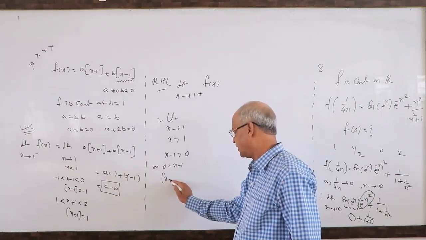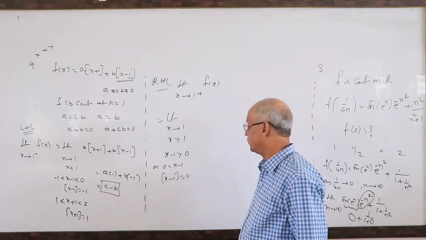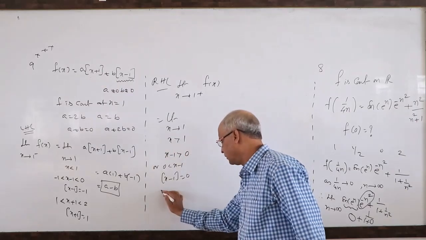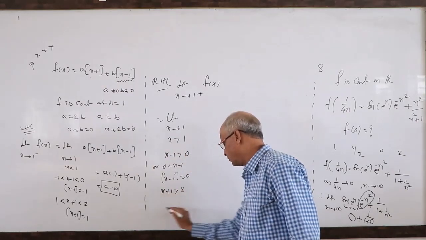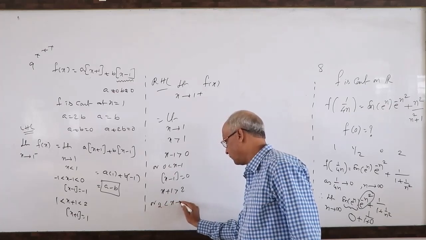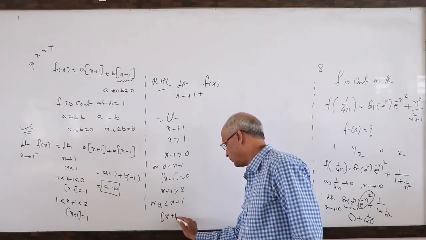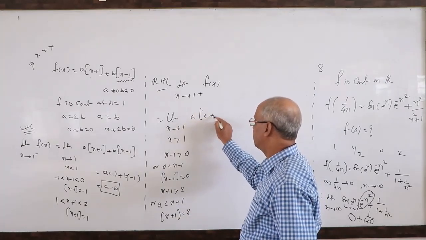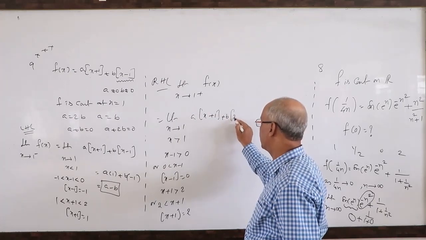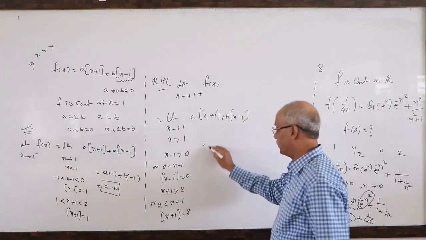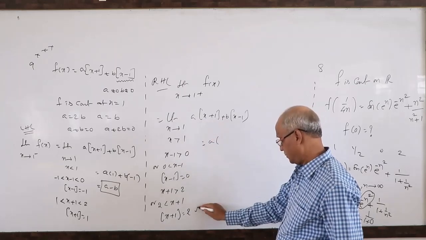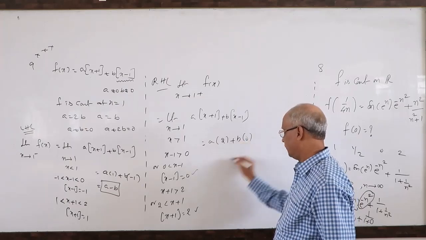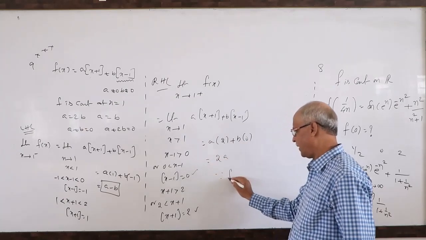In this case, what is the step value? 0. Again, define this one. X greater than 1, x plus 1 greater than 2, or 2 less than. Here what is the step value? 2. Now, write the problem, using the definition of the greatest integer function: a into what? Its answer is 2. B times what? This answer is 0. We got 2a.